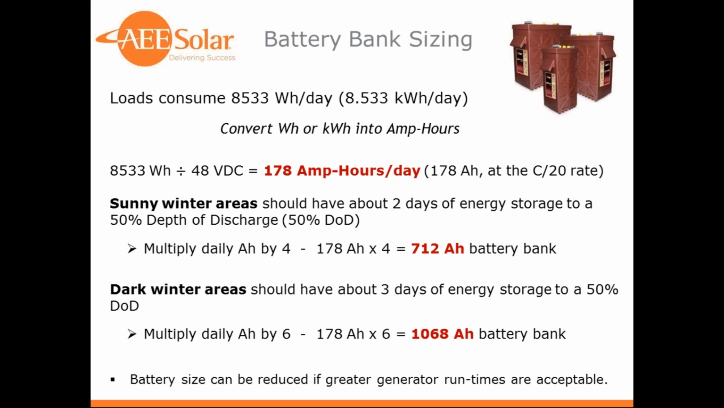One thing about batteries, the more quickly you draw energy out of them, the less apparent storage they have. The more slowly you draw energy out of them, the more apparent storage they have. And the general point where most batteries are rated is at a 20-hour rate, or the capacity divided by 20. So this would be 178 amp hours at the C20 rate. Now, if you're in a sunny winter area, you should have at least 2 days of energy storage.